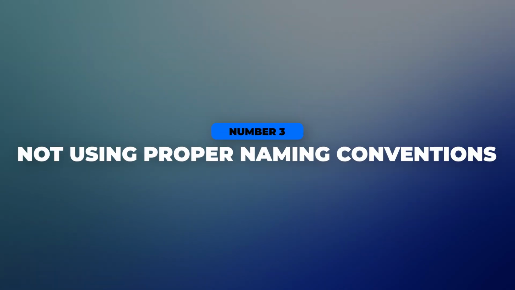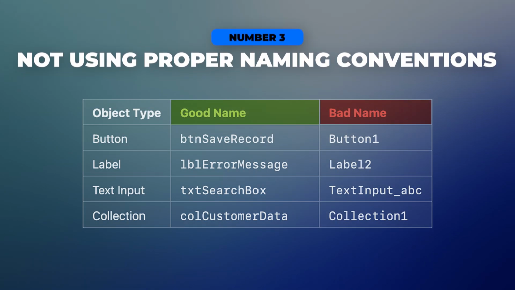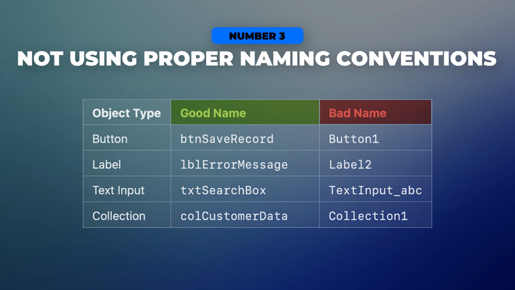All right, so that's number 4 in our list. Number 3 is not using proper naming conventions. Now, it's not important that you use my naming convention or somebody else's naming convention. It's just important that you use some type of naming convention. There are some good practices though.